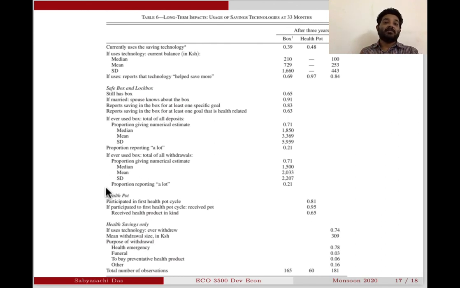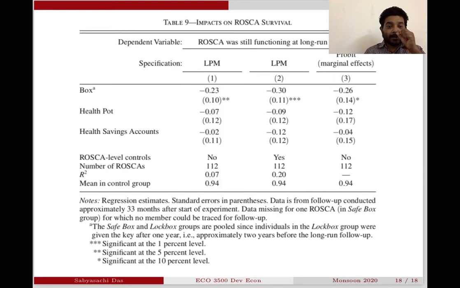their long-term health behavior, savings behavior with regard to saving for a health product. And here they are showing that this actually has long-term effects on their ability to rely on these health collectives. So basically what they're showing is that for those who are treated with the box treatment, the safe box or a lock box, there is now a significantly lower probability that those rosters are still functioning.